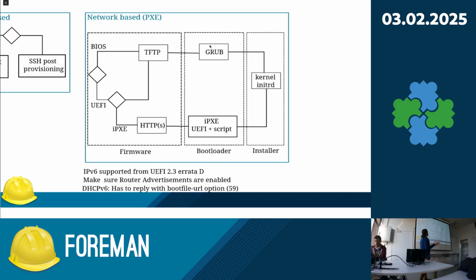So how does network-based provisioning actually work? You have three players in this area. You have the firmware, which is basically the base layer that is installed on your network card. There is the bootloader, which is the first stage that actually starts the process of the operating system installation and provisioning. And then you have the actual installer that does the whole trick for you.